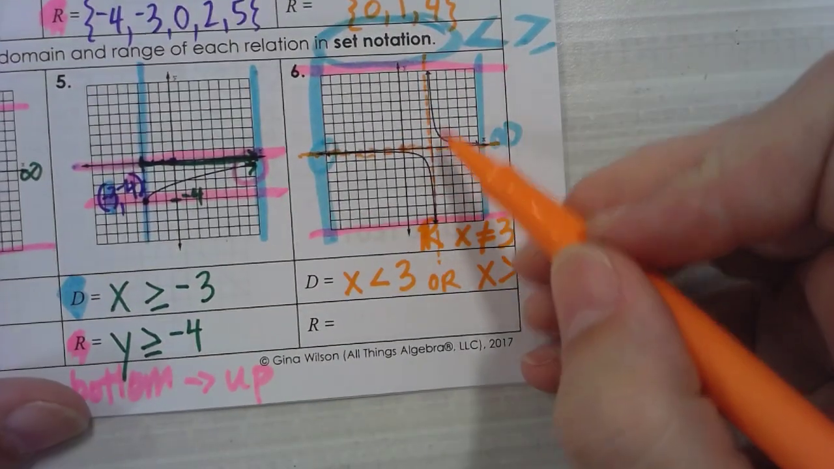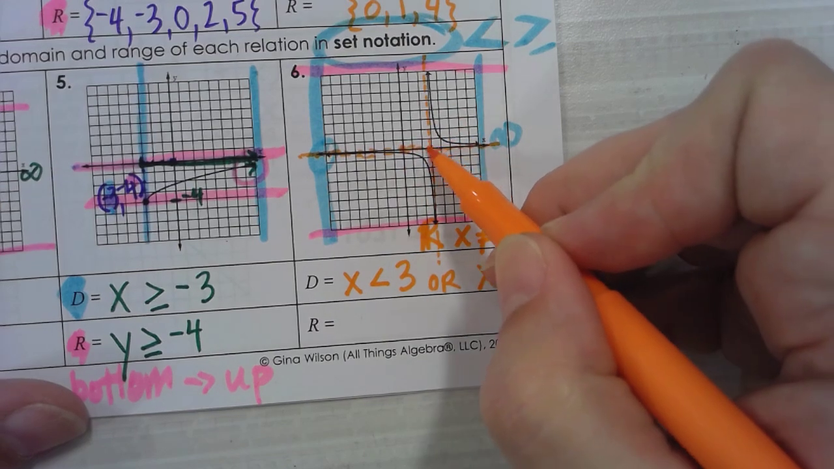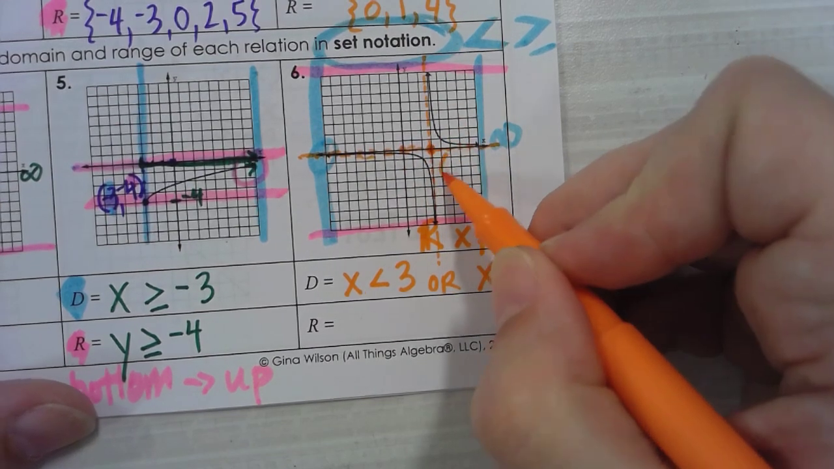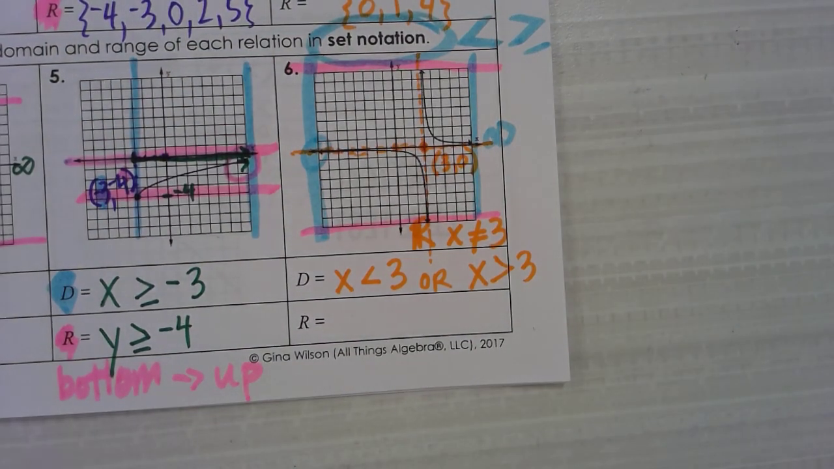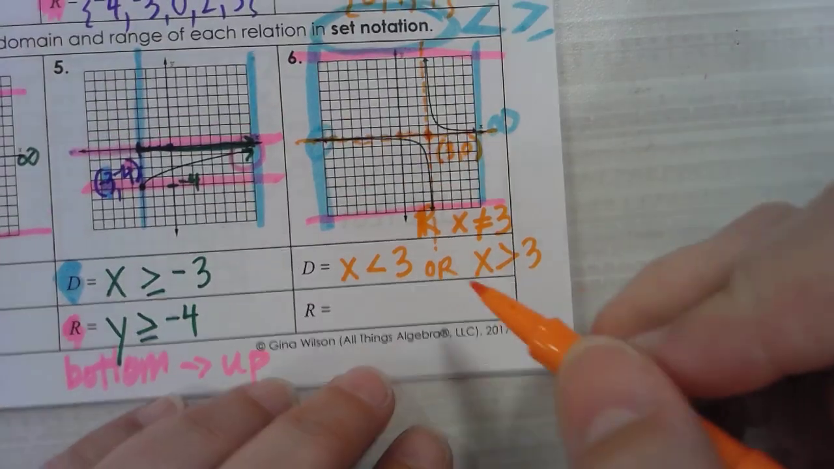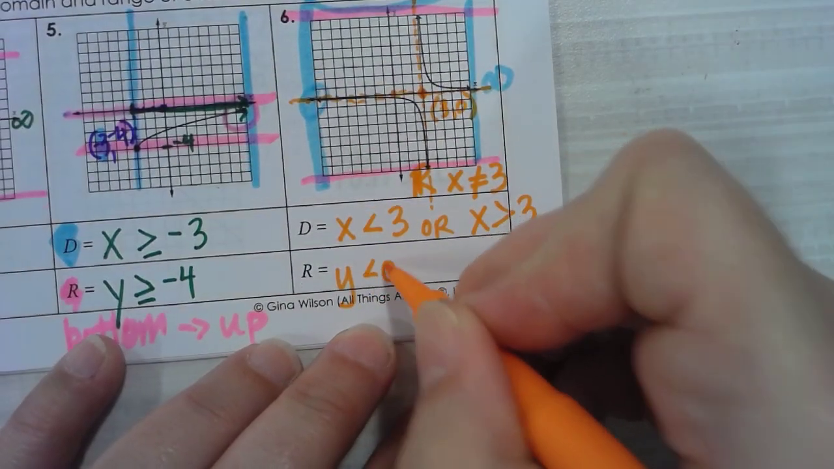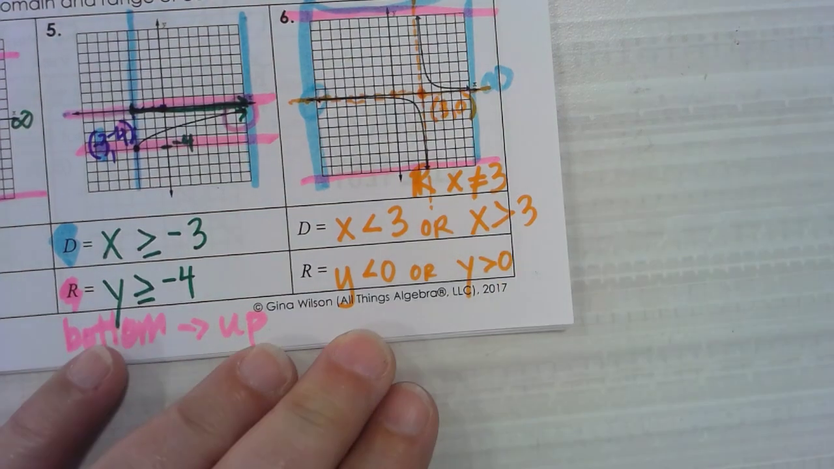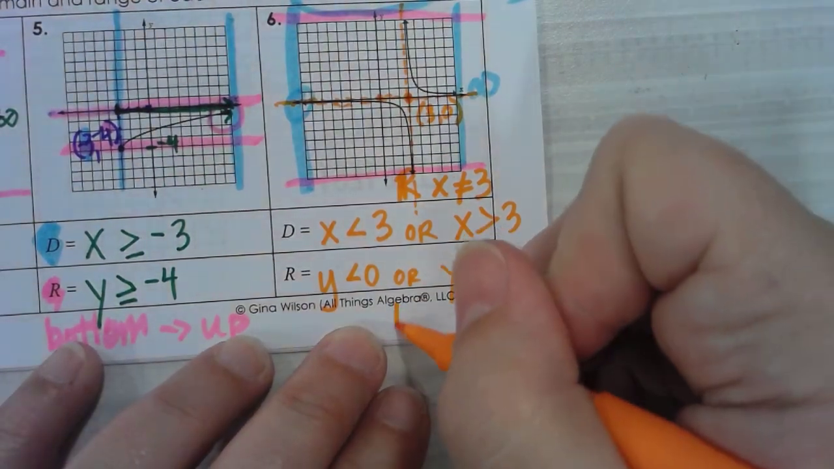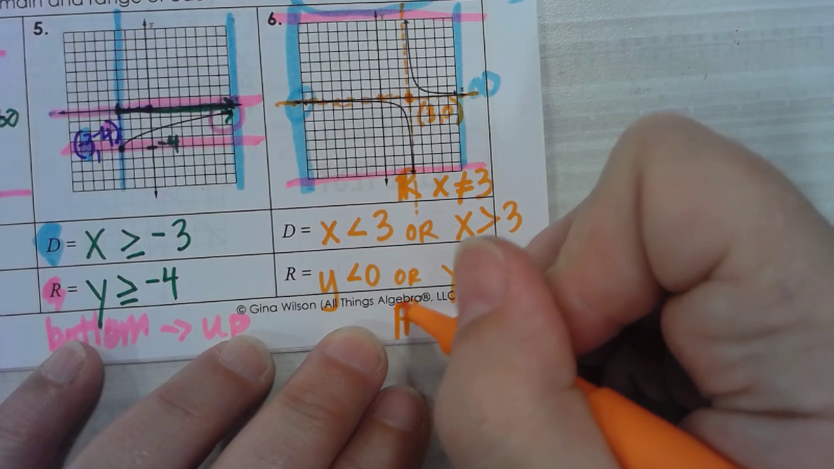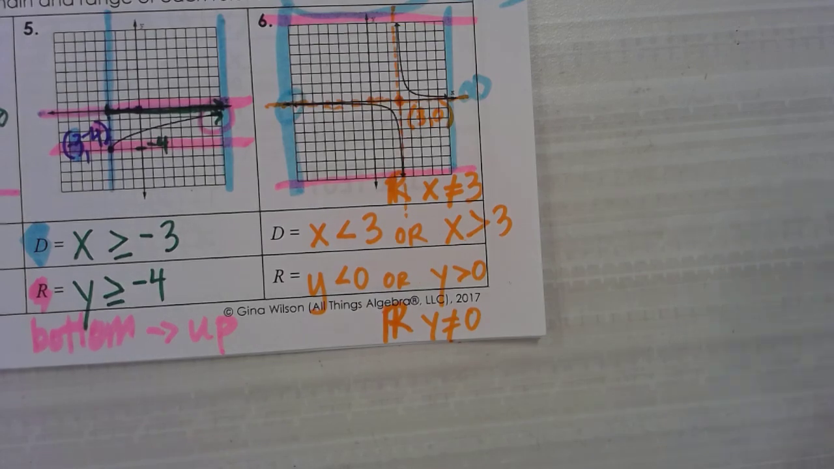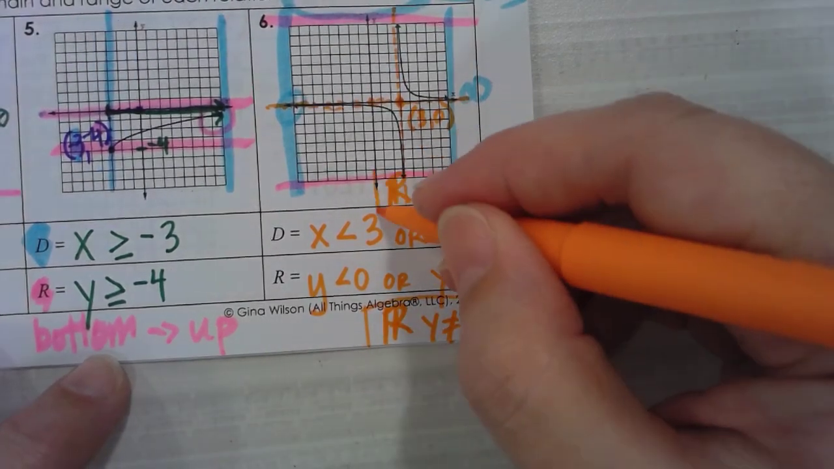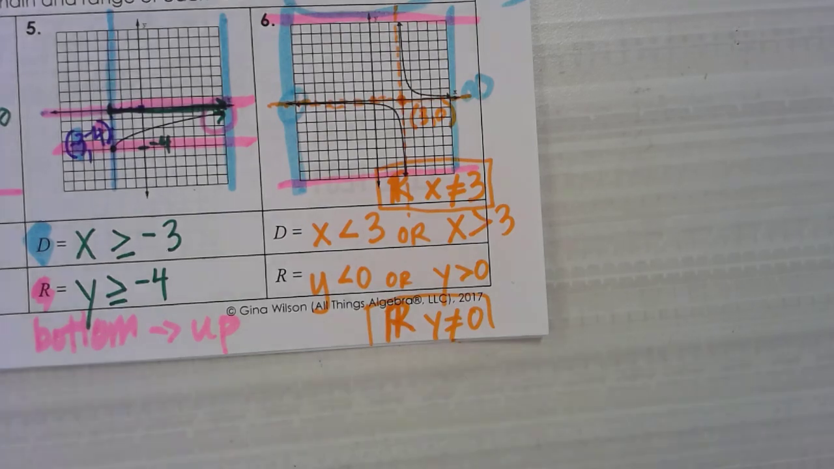Okay, so here's the other thing. Do you see these two dotted lines? They cross right here at this ordered pair, which is 3, 0. The 3 goes with your domain, the 0 goes with your range, where those two intersect or cross. So again, you could say y is less than 0 or y is greater than 0. Or you could say this is all numbers from top to bottom except y can't be 0. So whichever of those you prefer. I know, free choice is rough sometimes.